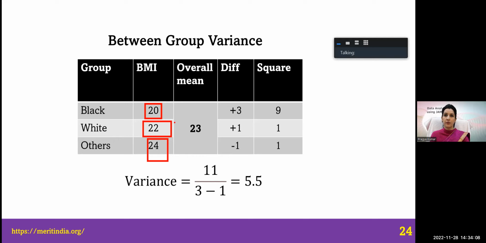So what I did: 23 minus 20 is 3, 23 minus 22 is 1, 23 minus 24 is minus 1. I have just squared them, so 9, 1, and 1. Then I have added them. This is known as the sum of squares. Remember, sum of squares. And then you divide it by the number of groups minus 1, which is 3 minus 1 here. So this will be your between group variance.